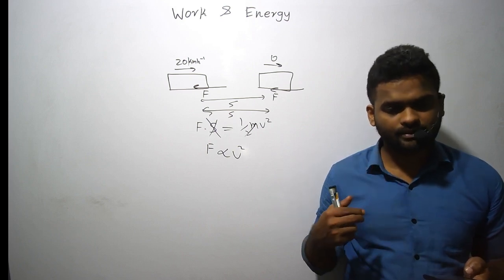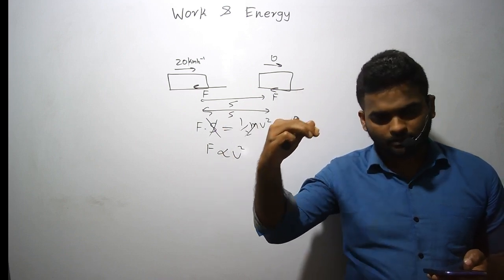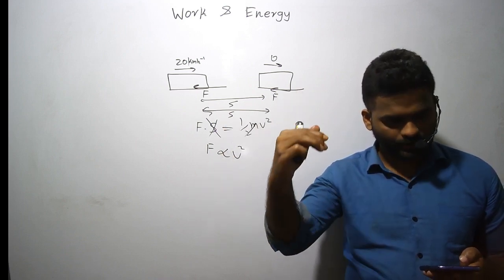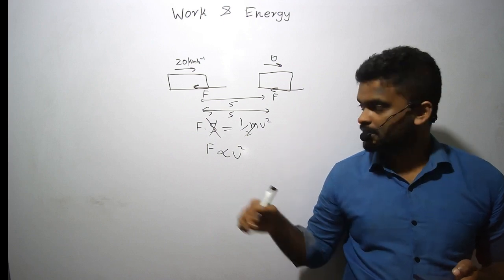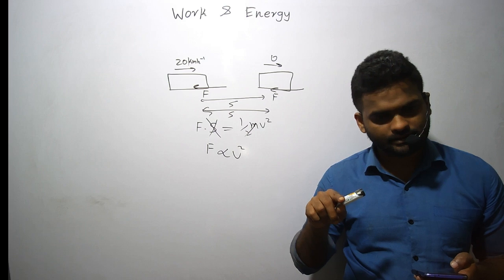So for these questions, you don't have to do unnecessary calculations. When you compare two cases, you can use these proportionalities, right? You get rid of constants.